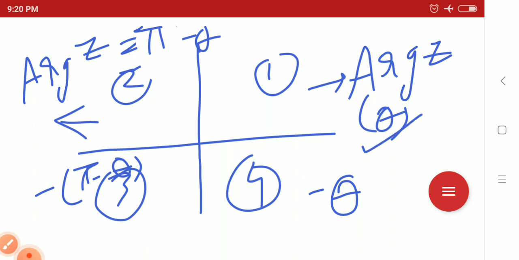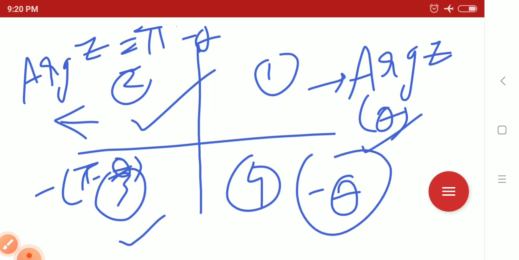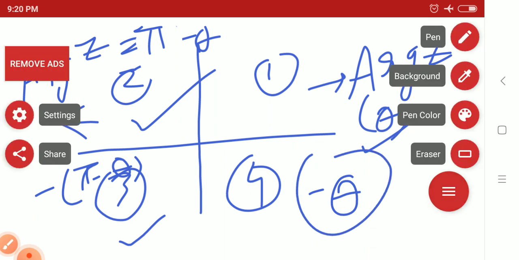The principal argument of z will be theta in the first quadrant. The principal argument of z will be pi minus theta in the second quadrant. The principal argument of z will be minus (pi minus theta) in the third quadrant, and it will be minus theta in the fourth quadrant. Suppose let's discuss some problems.